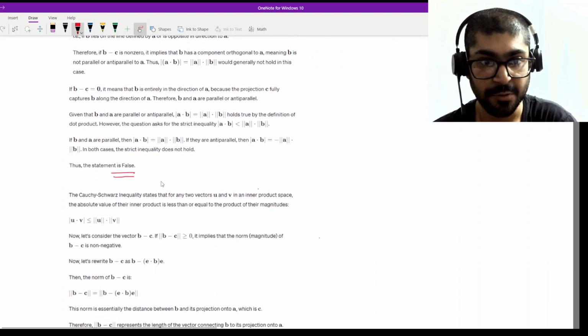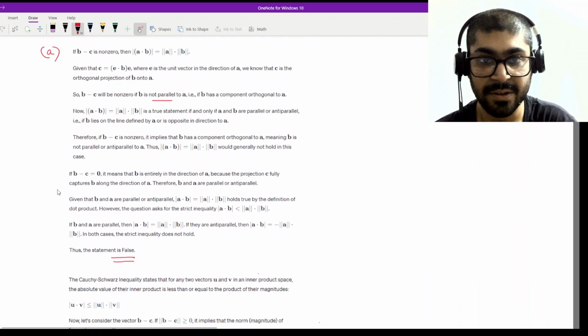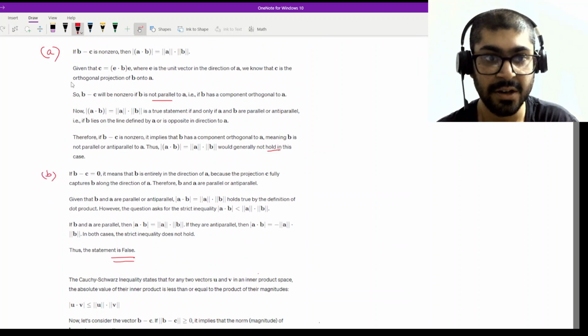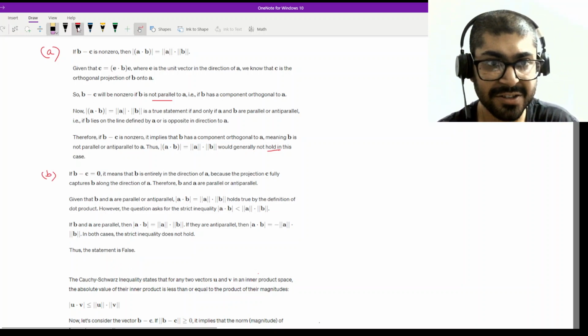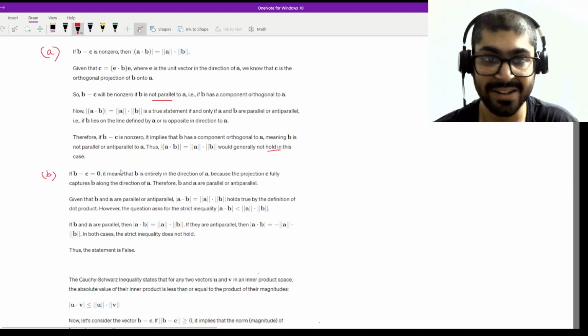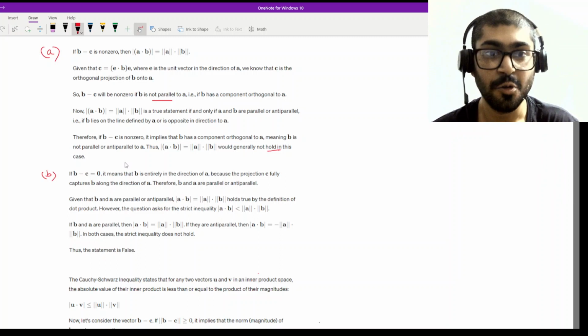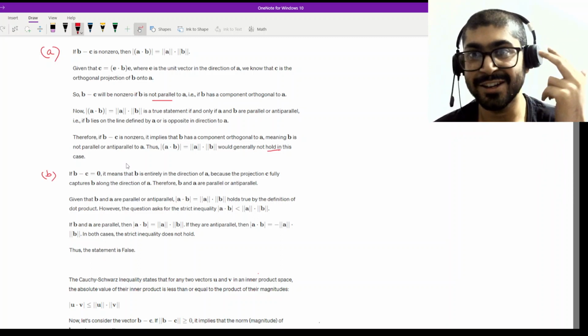Now what remains? We have to check option B. This does not hold, so option B is this one. So for option B, what do we have? For option B, we have if B minus C equals 0. That means B is entirely in the direction of A. So in the last option, we had B minus C non-zero. That means B minus C had an orthogonal component to the direction of A. Here, there is no such orthogonal component.